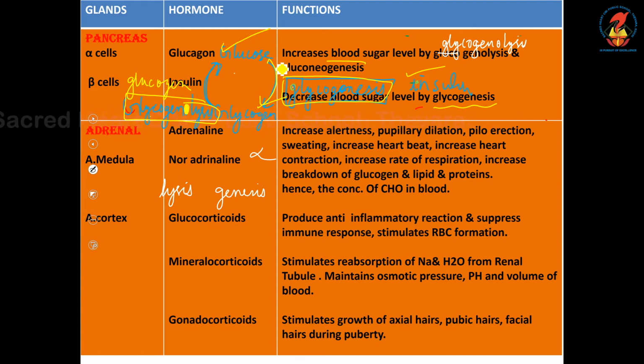Then there is another extra term called gluconeogenesis, synthesis of new glucose, that is from the food. New glucose is synthesized, not with the help of hormones. From the food itself, new glucose is synthesized by the hormone glucagon, and from the name, gluconeo means new, genesis. So the meaning of this: new glucose is synthesized from the food, gluconeogenesis.